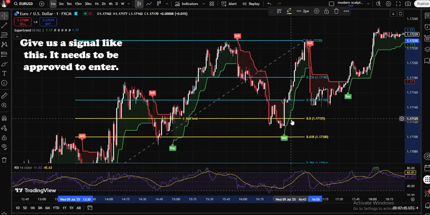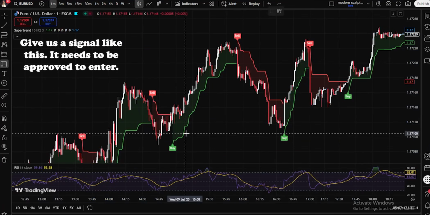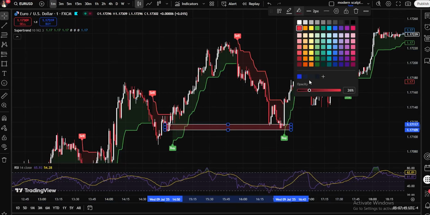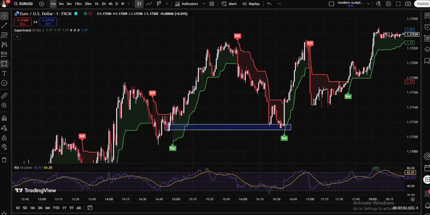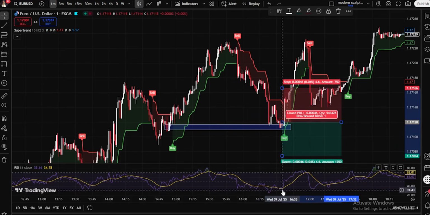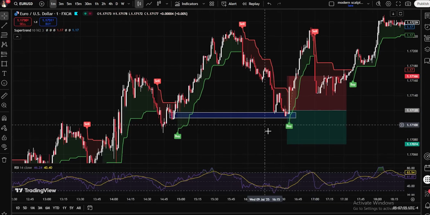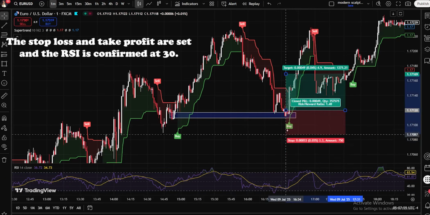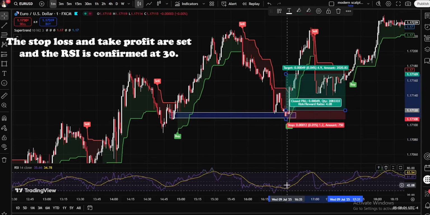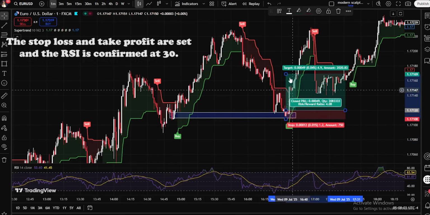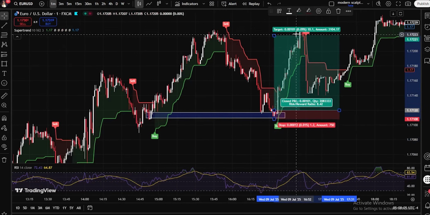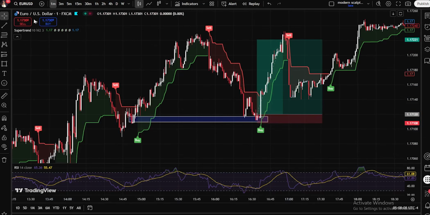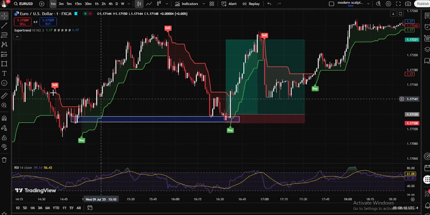Now let's get to the most important part, entering the trade. In an uptrend: 1. The price must be above the Super Trend. 2. The RSI is below 30 and is now rising. 3. Enter when a strong green candle closes. 4. The stop loss is below the Super Trend line. 5. The take profit is at least equal to the risk or at the next resistance.